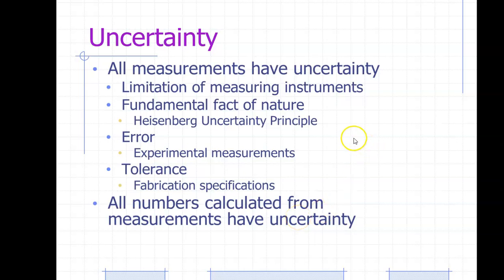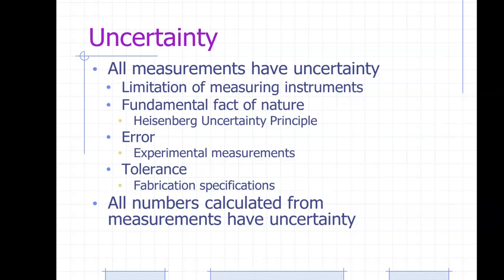Now, all measurements in the physical sciences have uncertainty. Some of it's because of the device you use to make the measurement, but even more so, it's a fundamental fact of nature that there are things that you cannot know exactly. There's limits to what you can measure. That's expressed as the Heisenberg uncertainty principle. We're going to talk primarily about errors, which are the uncertainty in the experimental measurements.